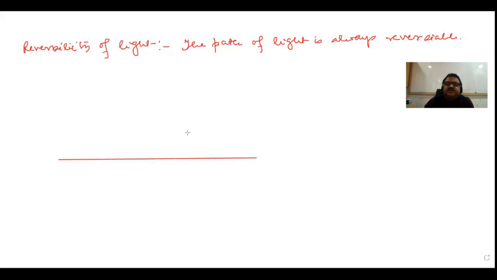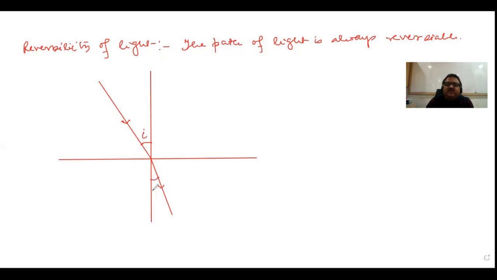Suppose this is the surface of separation of two media. A light is falling like this. Clear? And this is the normal. And this is the path of the refracted ray. Now, I'm making a slight change. What changes am I doing here?